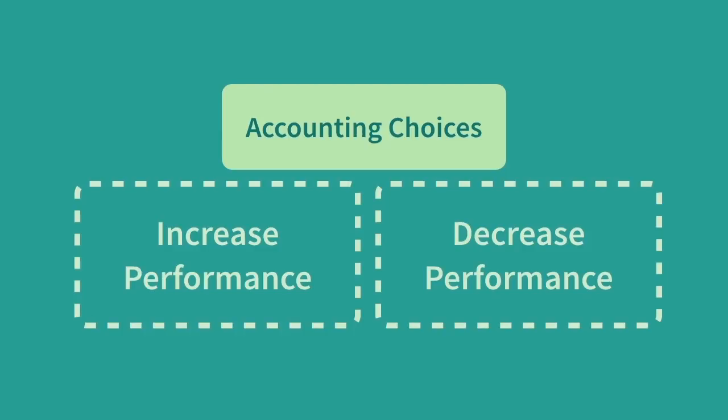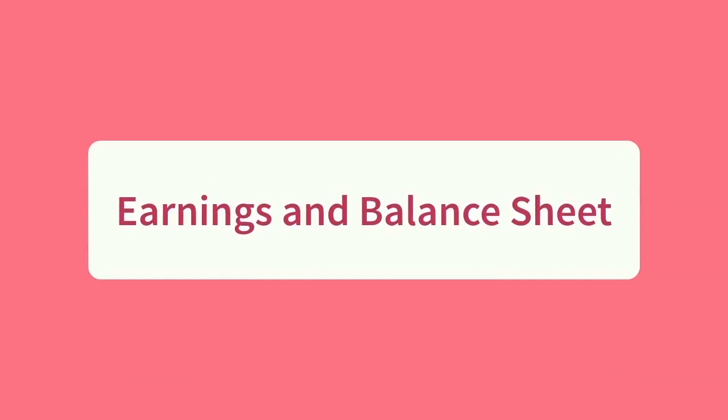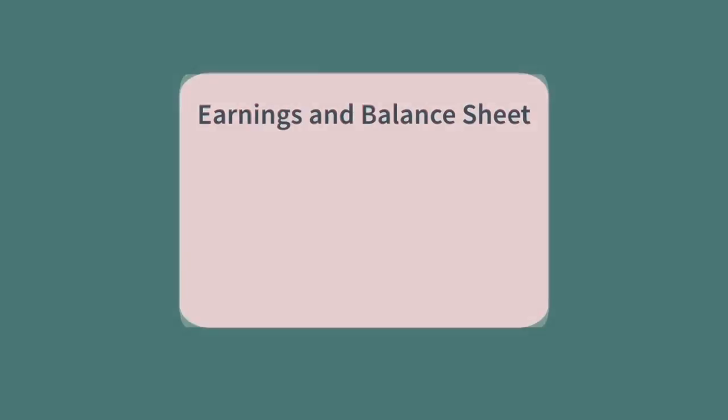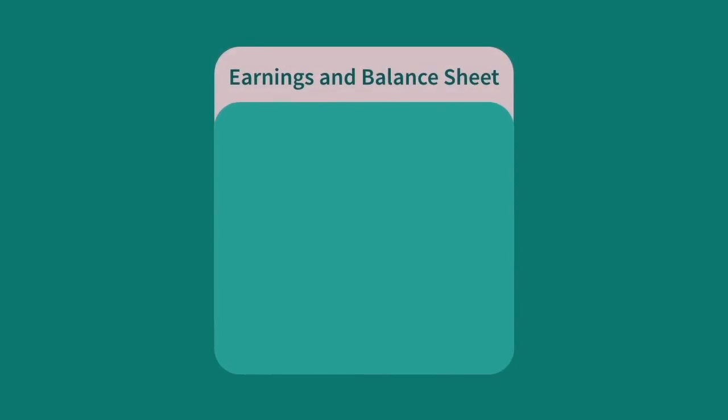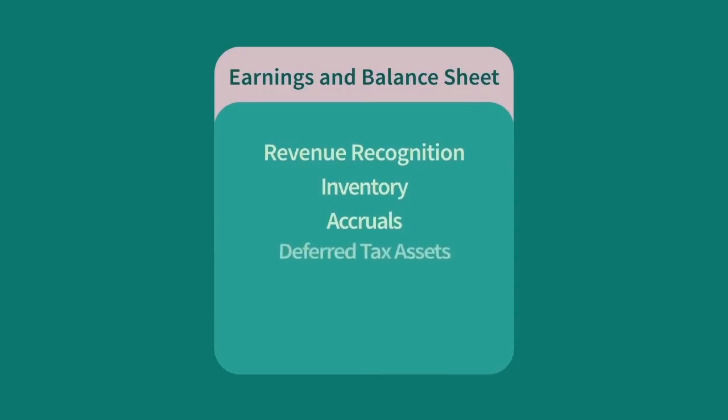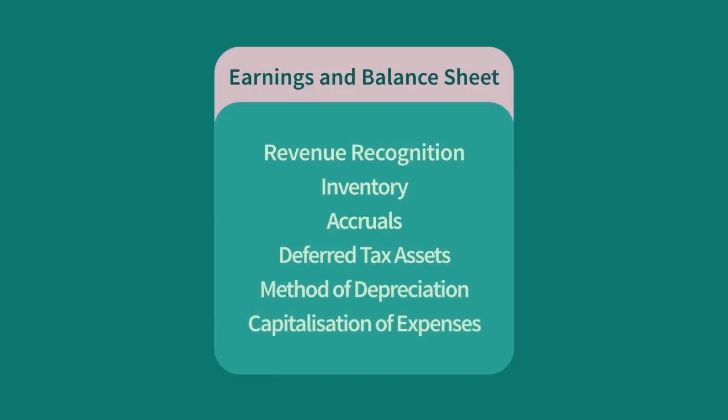Let's look at some examples. Let's start with choices that can affect earnings and the balance sheet. We have 6 major stopping points here for earnings and the balance sheet. We might think of revenue recognition, inventory management, accrual accounting, deferred tax assets, depreciation, and the capitalization of expenses.